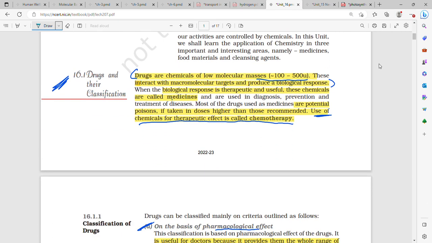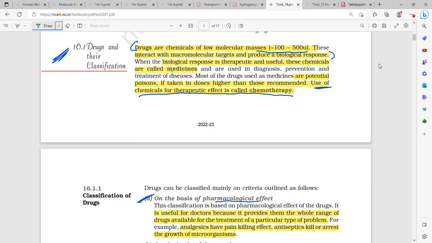Now, what are drugs? Drugs are chemicals of low molecular mass, that is 100 to 500 U. They interact with macromolecular targets and basically produce a biological response, and if this biological response is therapeutic and useful to us, then these chemicals are called medicines. These medicines are used in diagnosis, prevention and treatment of diseases. Most of the drugs which are used as medicines are basically poisons if we take them in larger amounts. So use of chemicals for therapeutic effect is called chemotherapy.